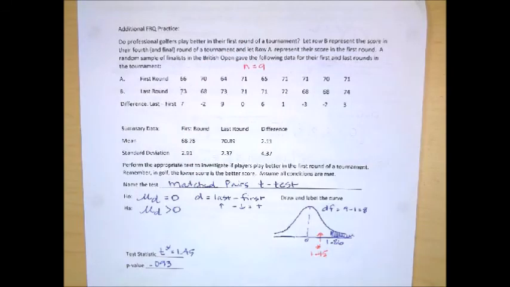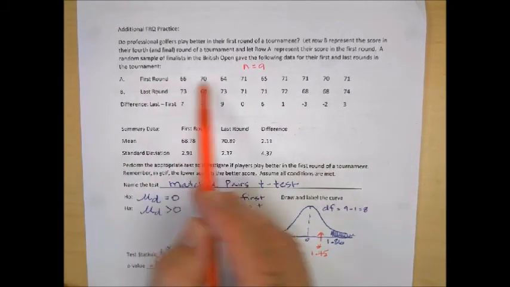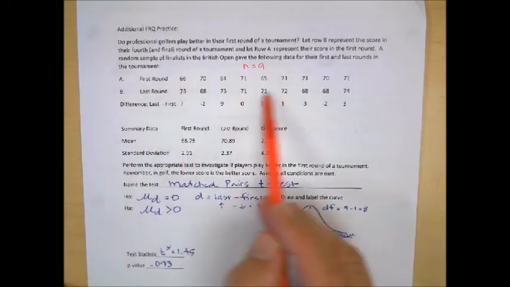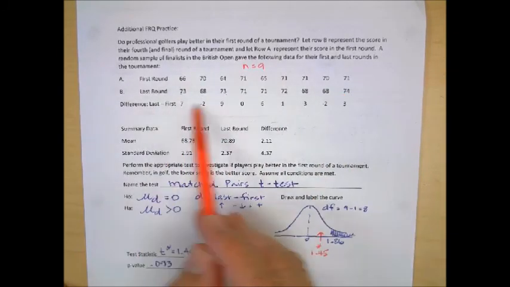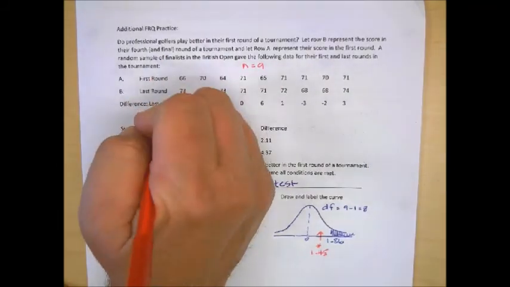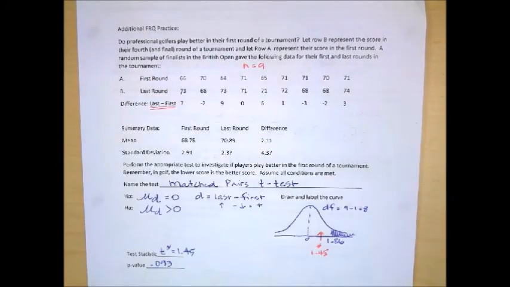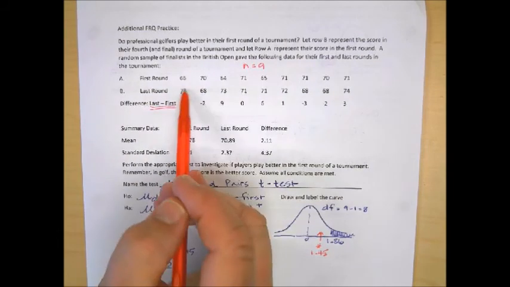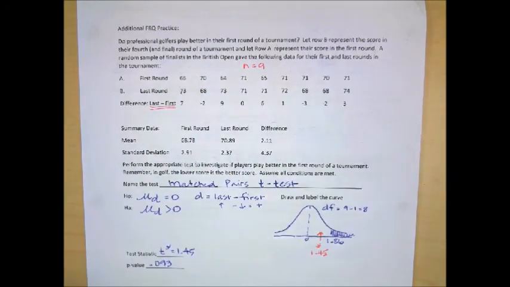They randomly selected 9 golfers from the British Open. And they recorded what they got in the first round and what they got in the last round. Here was the data for the first round. Here was the data for the last round. And here's the data for the differences, defined as last minus first. So if you take the last minus the first, here's the difference.